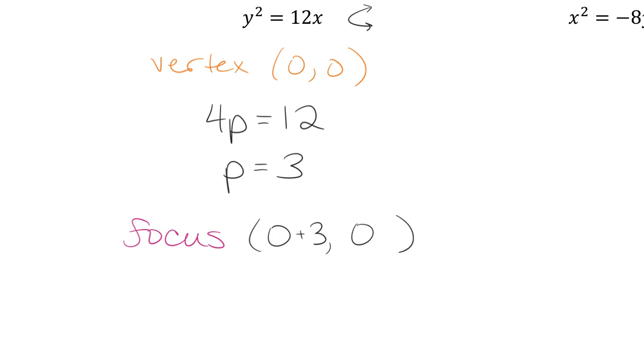We're actually adding it to the X. Remember, we're trying to go side to side to put that focus inside the C, which means we have to move to the side. So my focus is going to be at the coordinate point 3, 0. That's 3 units away from the vertex because my focal length is 3.